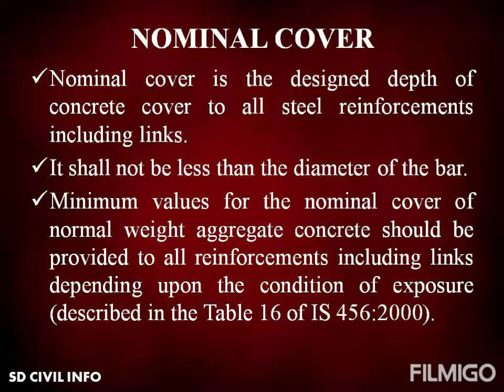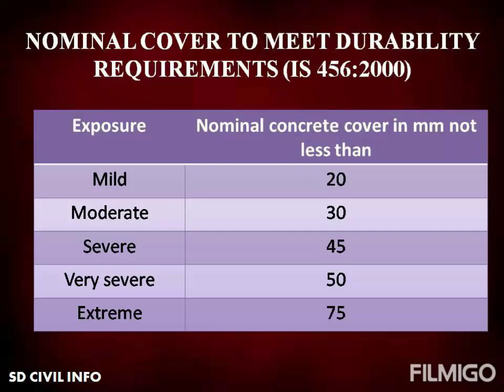The minimum values for the nominal cover of normal weight aggregate concrete should be provided to all the reinforcement, including links, depending upon the condition of exposure, and it is described in Table 16 of IS 456-2000. This table shows the nominal cover to meet the durability requirements. Here, the exposure conditions are given, and the nominal concrete cover for those conditions is given in mm, and it should not be less than the following values.